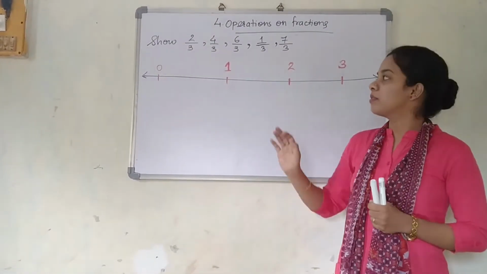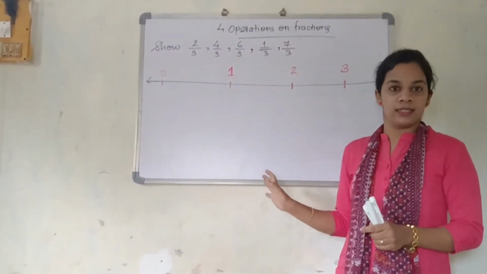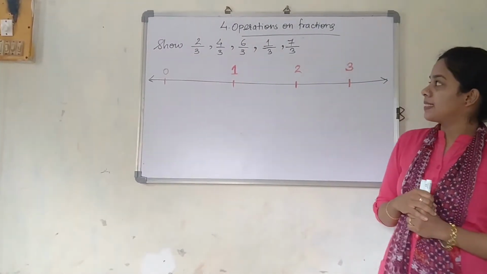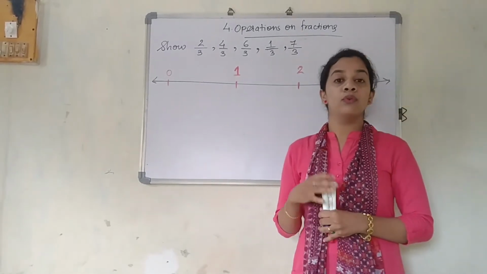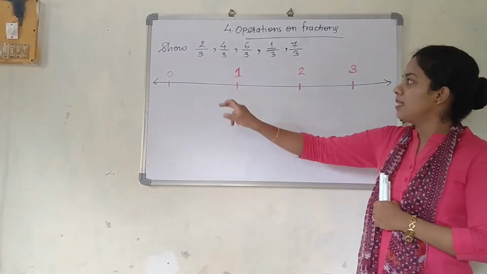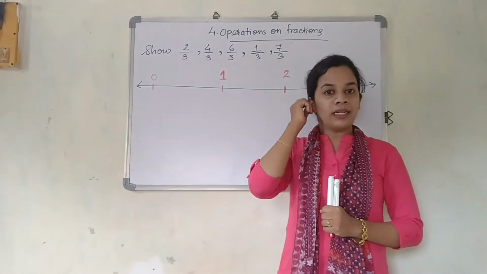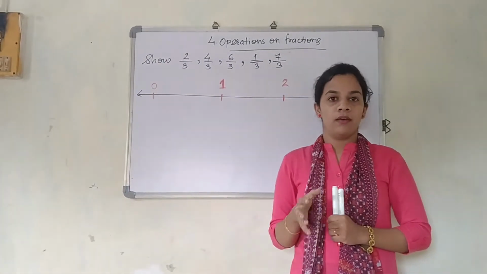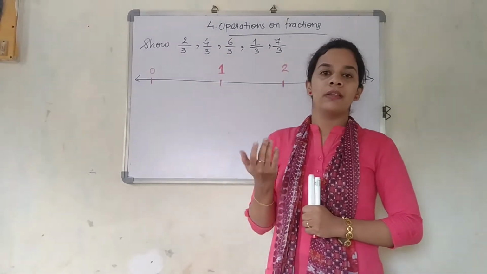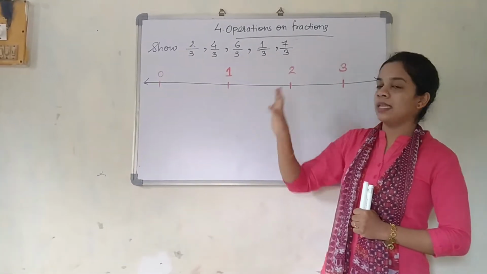Actually it is not required, because the fractions which are given lie within a little space. So now they have told you to show 2 upon 3, 4 upon 3, 6 upon 3, 1 upon 3, and 7 upon 3 on the number line. If you observe them clearly, you can see their denominators are common. When someone tells you to show numbers on the number line, in your standard they are not supposed to give you different denominators. They will give you the same denominators. So all the denominators are the same, that is 3.